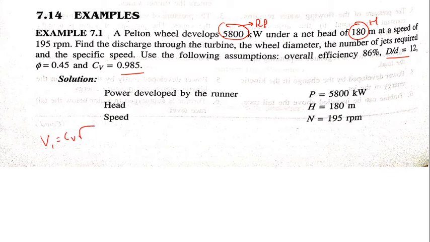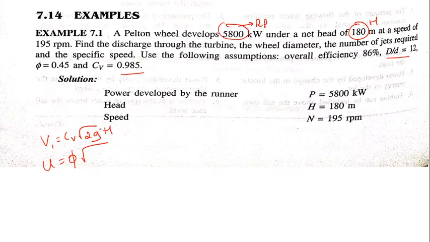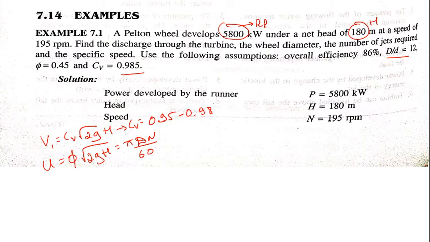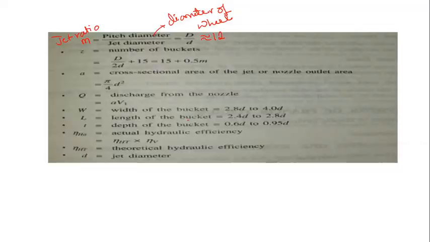V1 equal to Cv root 2gH. This formula you should know. U equal to phi root 2gH, which is also equal to pi dn by 60. Here you should know that Cv should be equal to 0.96 to 0.98. Sometimes they will give it, sometimes they might not give it. And here, phi value is 0.43 to 0.46.